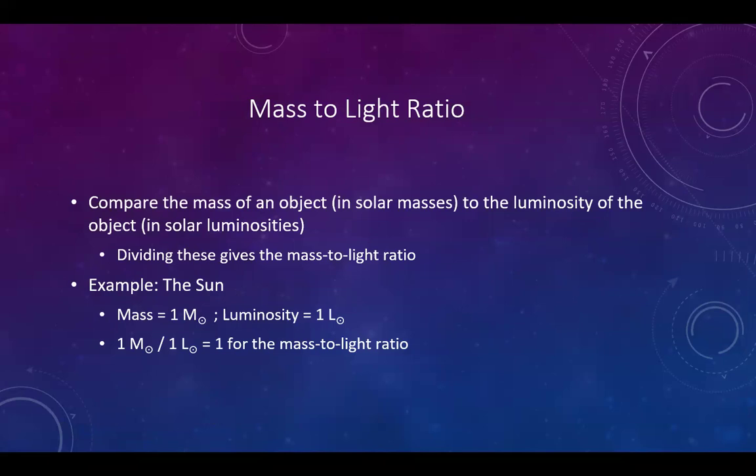The mass to light ratio is a way to compare the mass of an object to the luminosity of the object. The sun has a mass to light ratio of 1. So we would expect galaxies to have a mass to light ratio of more than 1, because we're using the sun as sort of our base. So it's the mass in solar masses divided by the luminosity in solar luminosities. A galaxy we would expect to have a mass to light ratio of more than the sun because there's gas and dust and other stuff that's not emitting light and dimmer stars, things like that. So we'd expect something more than 1.